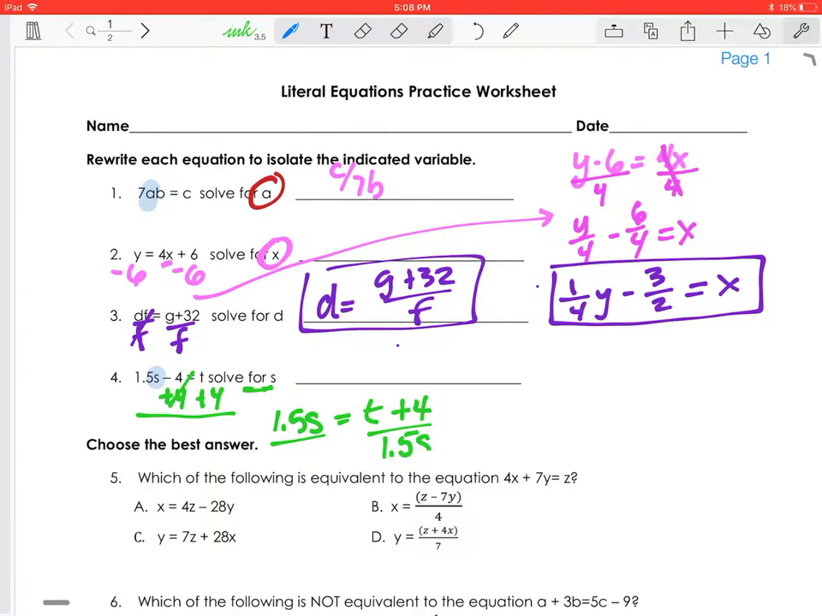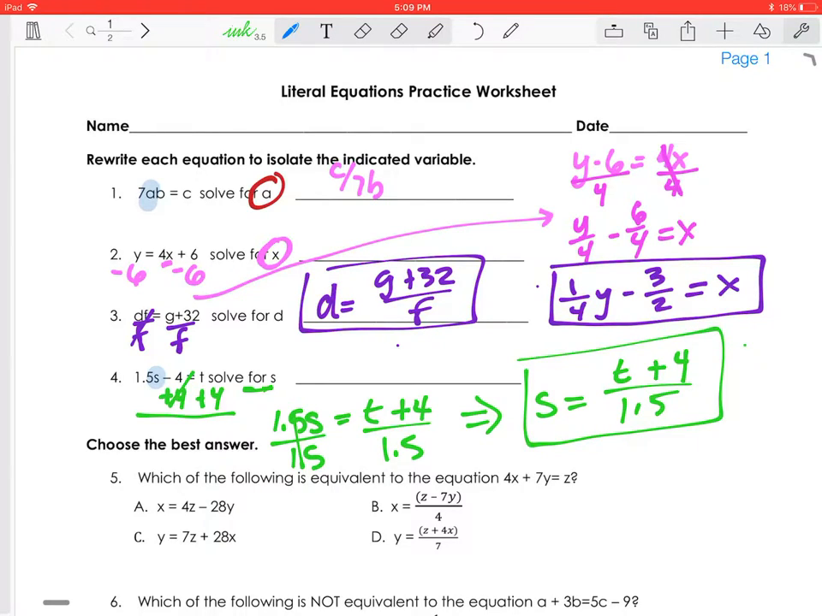I'm now going to divide both sides by 1.5s. Nope, we don't want to do 1.5s, just 1.5. So now that's rewritten as s is equal to t plus 4 over 1.5. Now 4 divided by 1.5 will give us 2.67. I'm okay with that one because it's not going to be a pretty number. It's going to be a repeating decimal. So in that case, just leave it there.